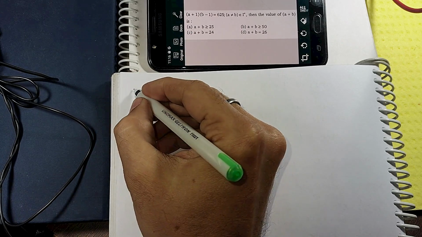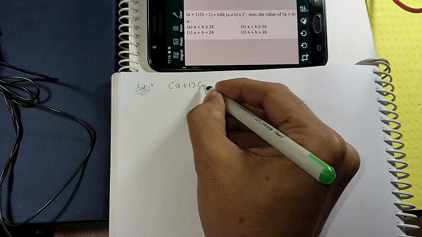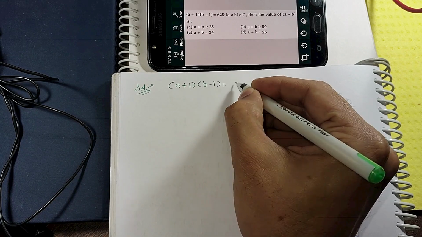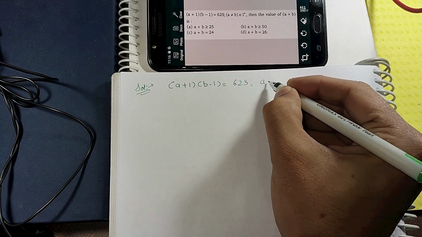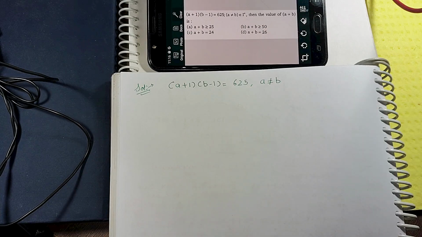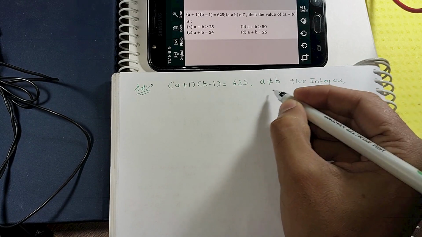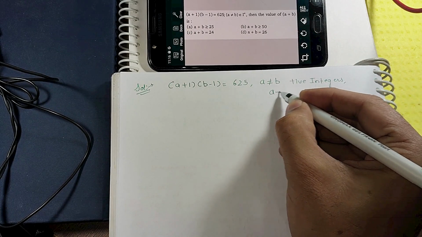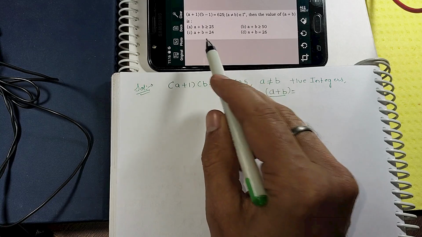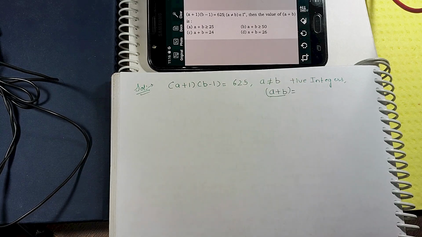So we have been given that (a plus 1) into (b minus 1) is equal to 625, and there is a condition that a is not equal to b, and both are positive integers. Now what we need to find is the value of a plus b. Options are greater than or equal to 25, greater than or equal to 50, equal to 24, or equal to 26.